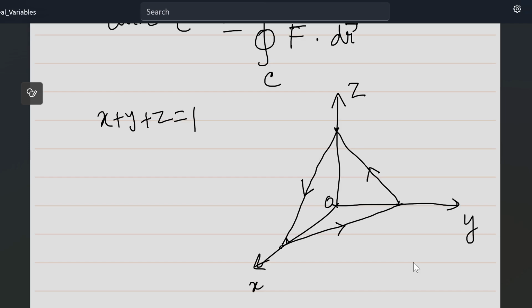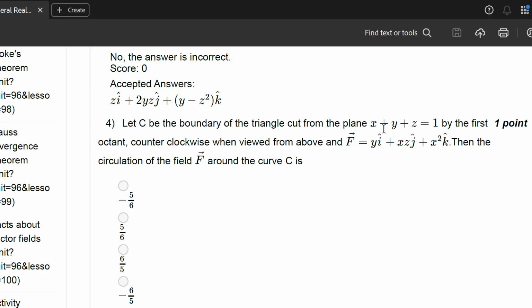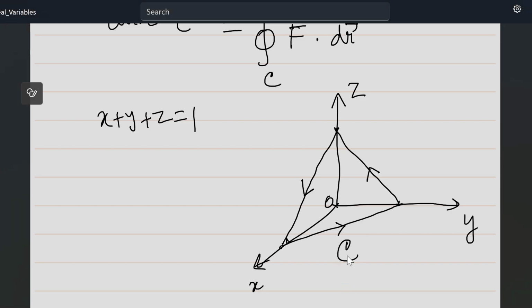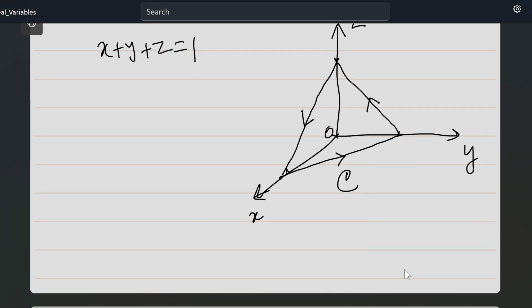So suppose ABC is the curve. This is X, Y, Z, this is O, and this is C. C is that path. So tell me, is C closed or not? By the first octant, I am drawing in the first octant and viewed from above. So C is a closed curve, right? Yes, C is a closed curve.